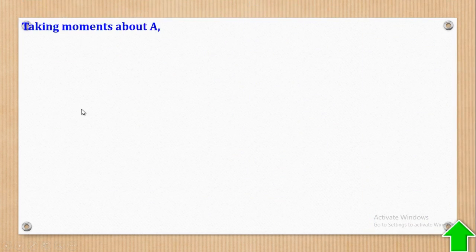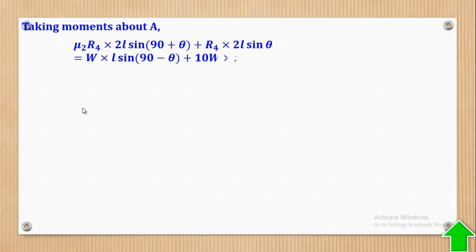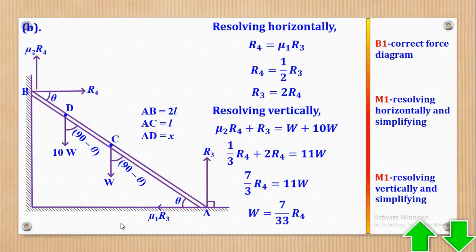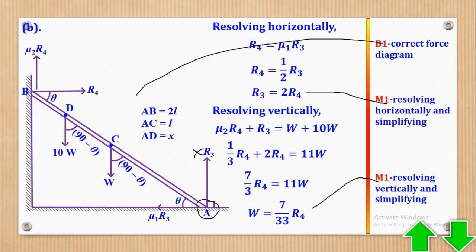So next is to take moments about A. Remember, taking moments, clockwise moments are equal to anti-clockwise moments. So let's see where these values are coming from. Let's start with the one for mu2 R4. Before taking moments, you have to know the pivot. So this is the pivot, and you have to look for the forces which cancel. This force cancels because it passes through the pivot, and also this one cancels because it passes through the pivot. So we are left with these two and these two.